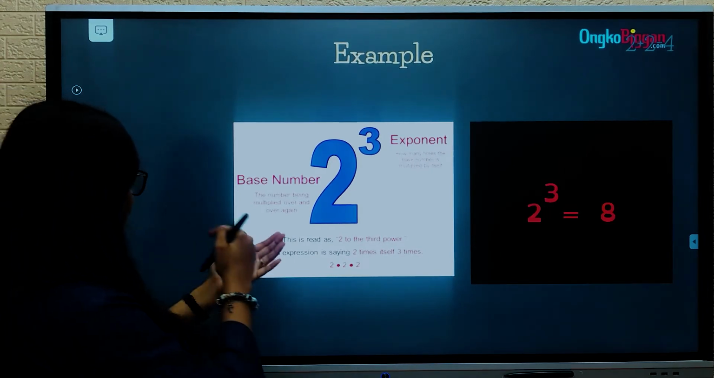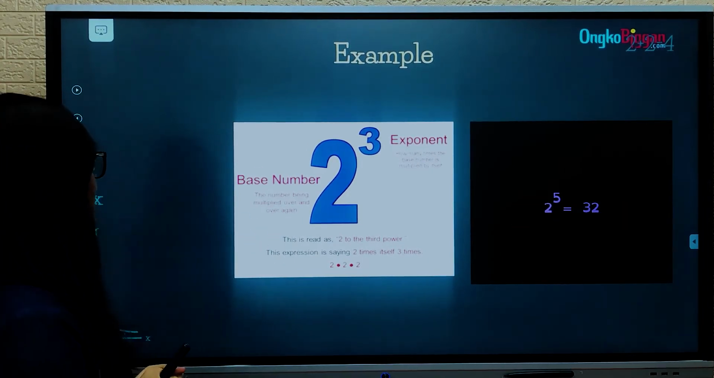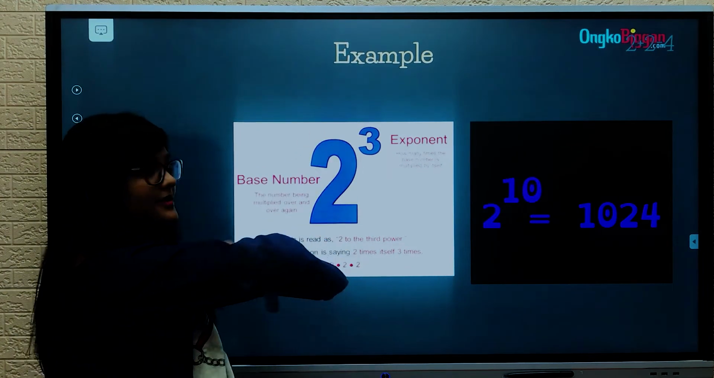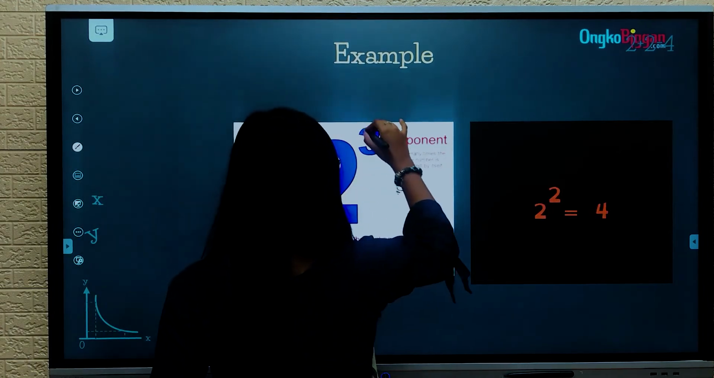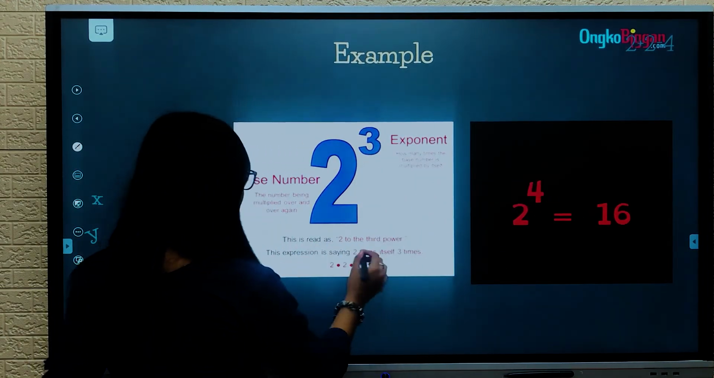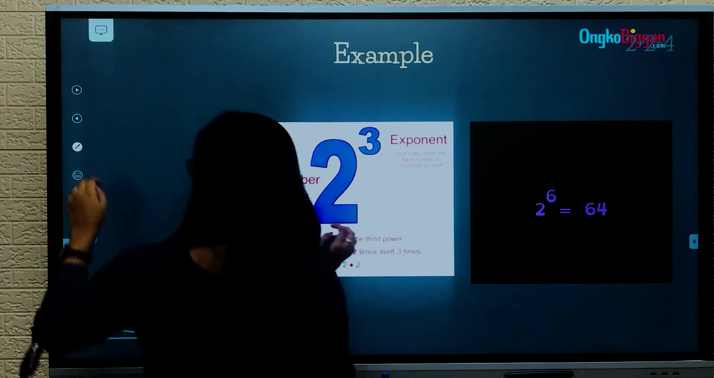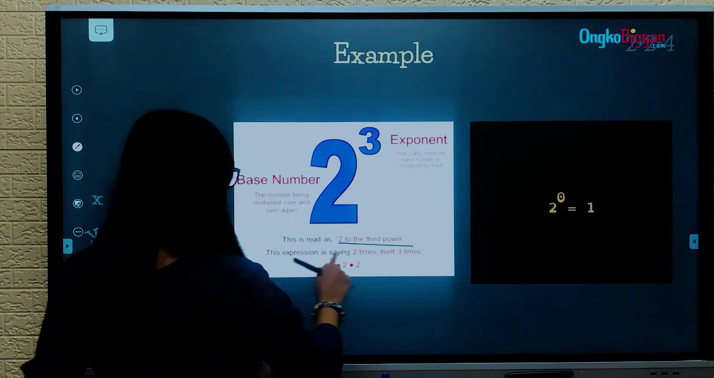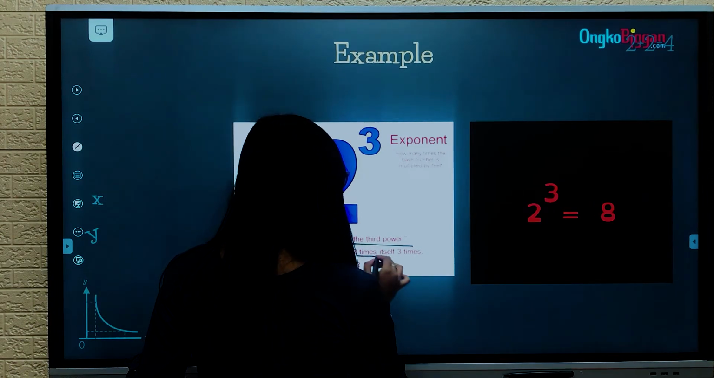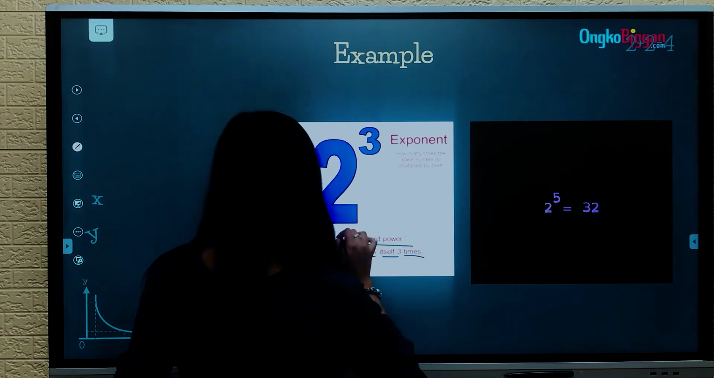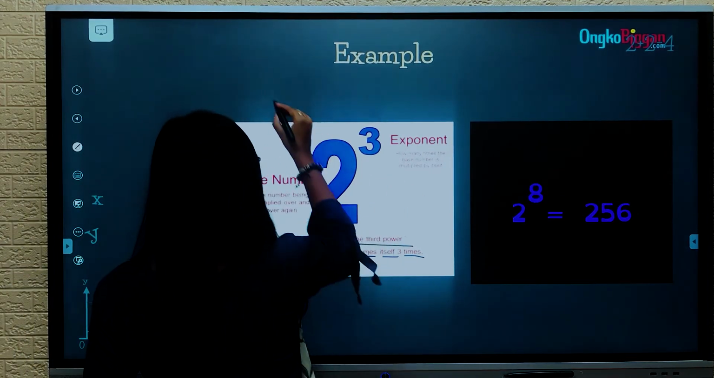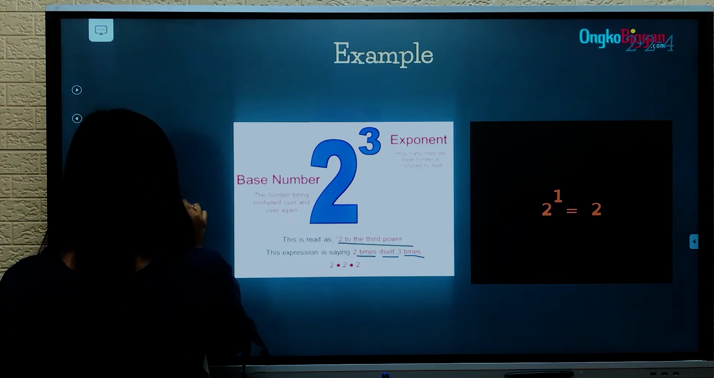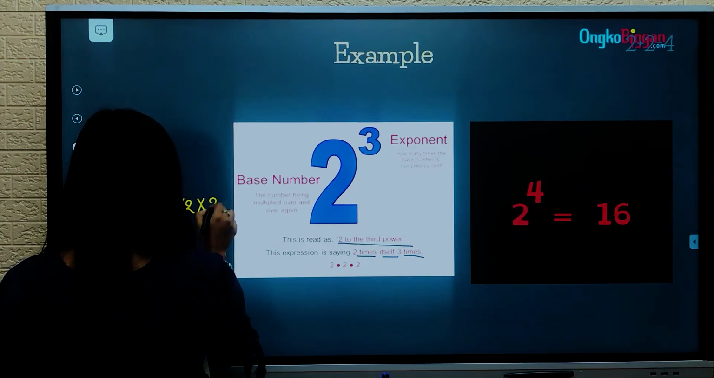So there is an example. Here our base number is 2. So 2 to the power 3 is read as 2 to the third power. This expression says 2 times itself 3 times. That means 2 into 2 into 2.